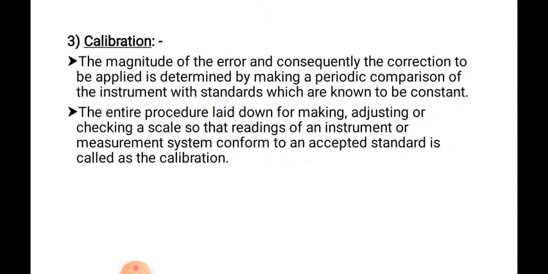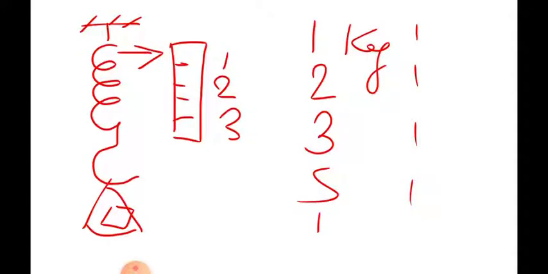Here the magnitude of error, and consequently the correction to be applied, is determined by making a periodic comparison of the instrument with a standard, which is known as a constant. The entire procedure laid down for making, adjusting or checking a scale so that the readings of the instrument or measurement system conform to an accepted standard is called calibration. Whatever textual matter is given in the slide, I have explained with the help of the iterations we showed in the next slide. That is nothing but calibration.